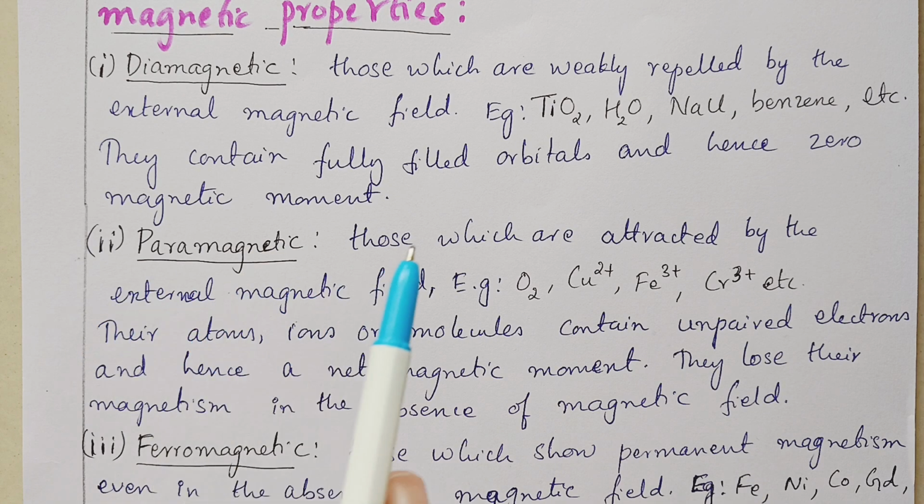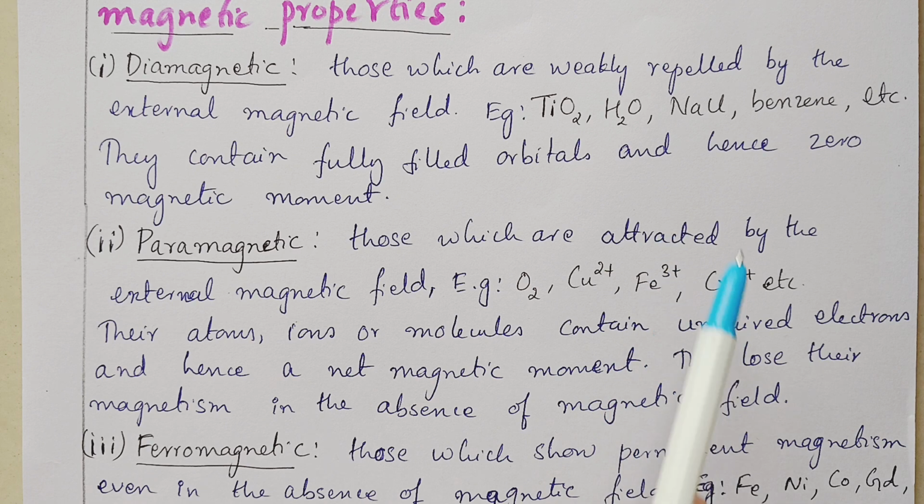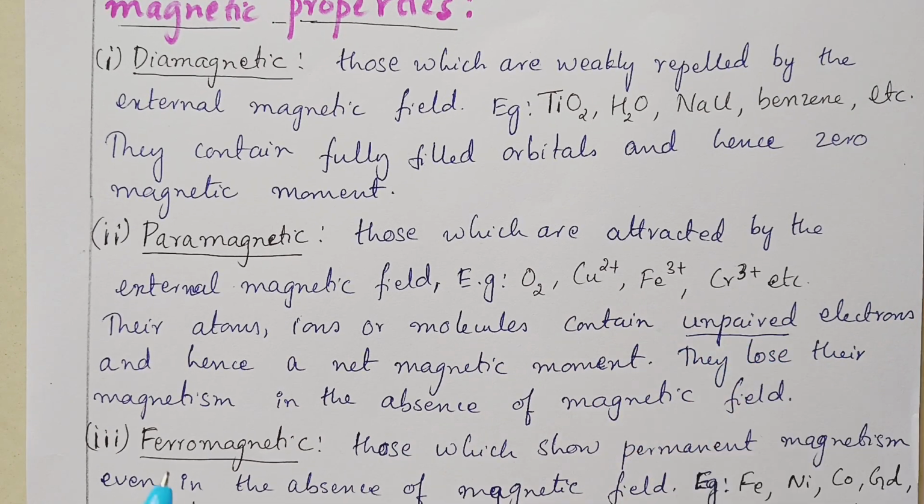Paramagnetic substances are those which are attracted by the external magnetic field. Examples: oxygen, Cu2+, Fe3+ ion, Cr3+ ion, etc. Their atoms, ions or molecules contain unpaired electrons, and that's why a net magnetic moment will be there. They lose their magnetism in the absence of an external magnetic field.